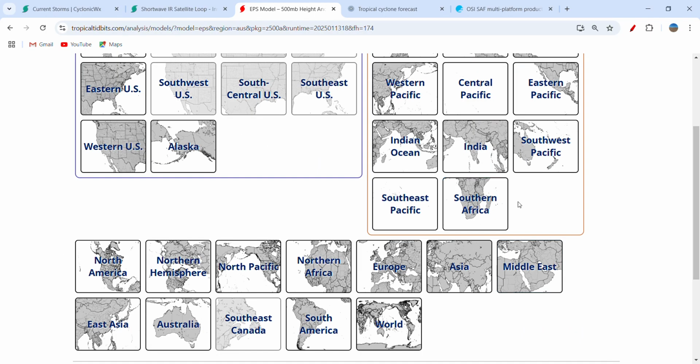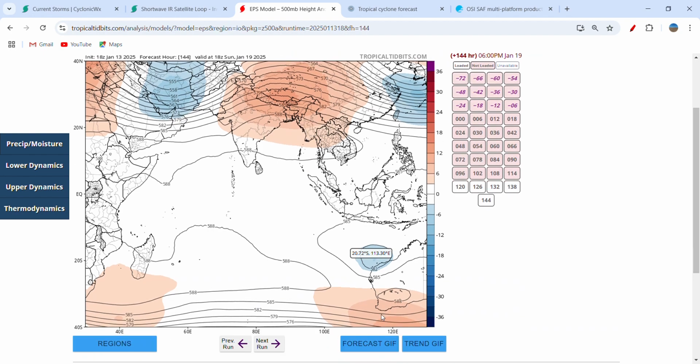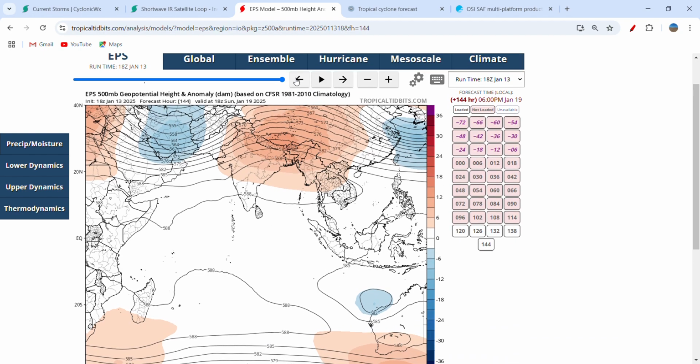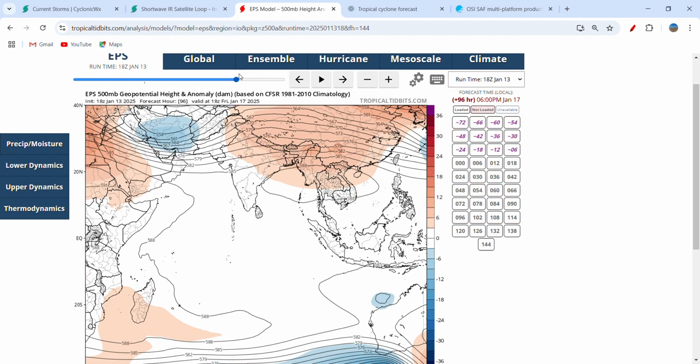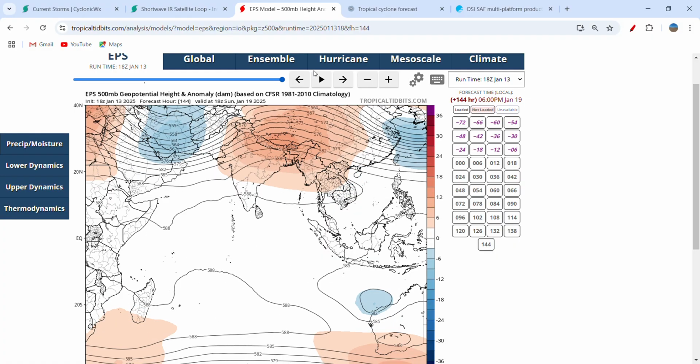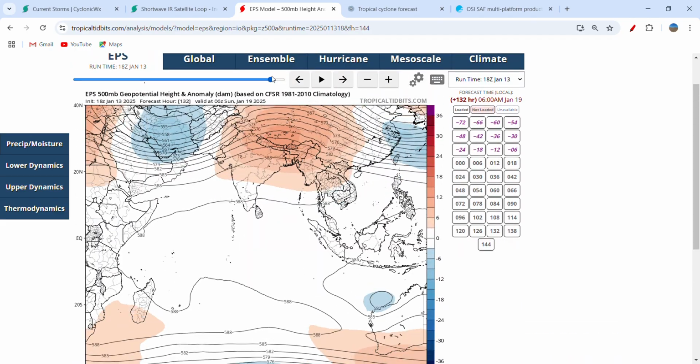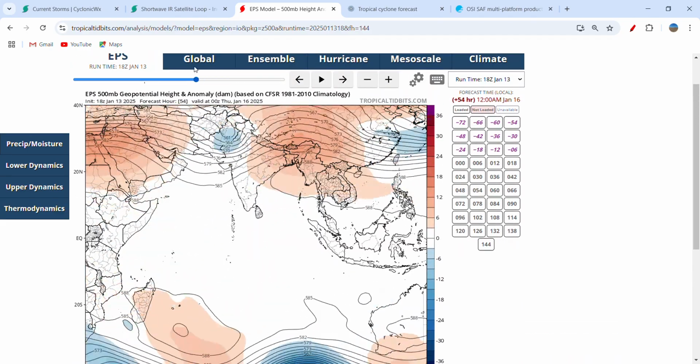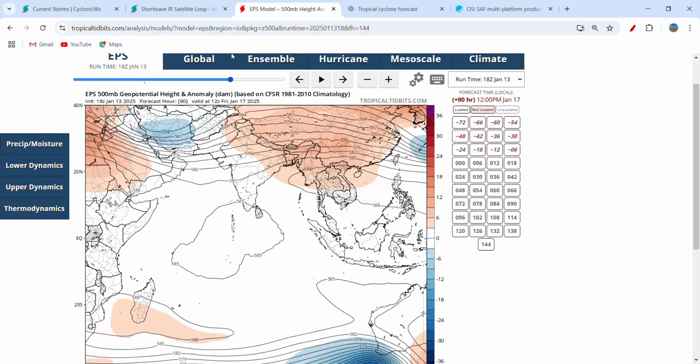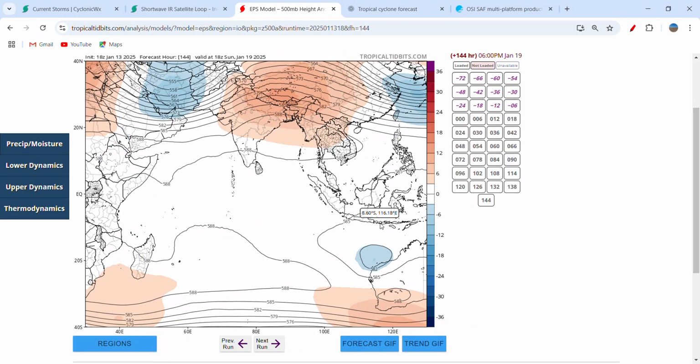If we go to a broader Indian Ocean pattern here, we'll be able to see that this ridge is not as blocking. It allows it to take more westward motion, which it does later on.